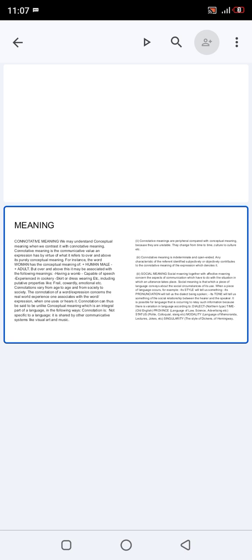When a piece of language occurs, for example, its style will tell us something about the social circumstances. Its pronunciation will tell us the dialect being spoken, and its tone will tell us something of the social relationship between the hearer and the speaker. It's possible for a language that is occurring to relay some information because there is variation in language according to dialect, time, province, status, modality, among many others.